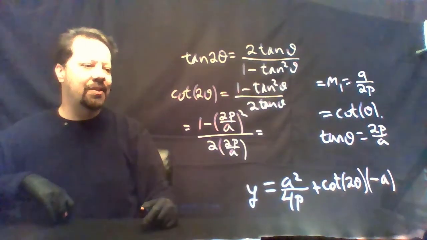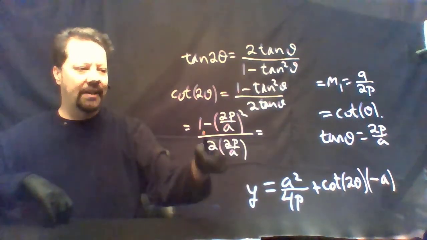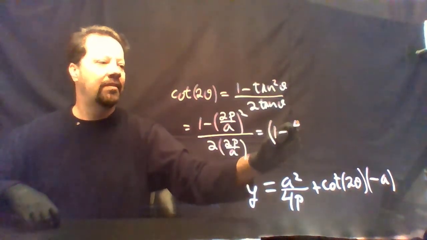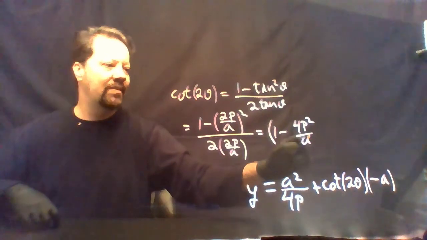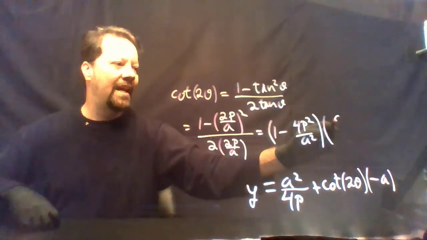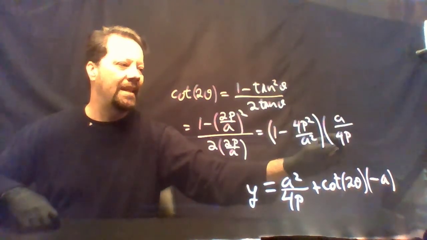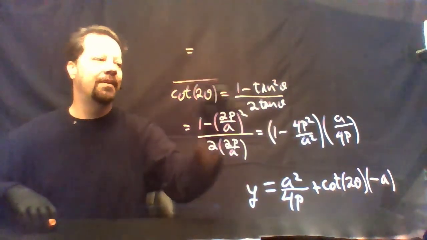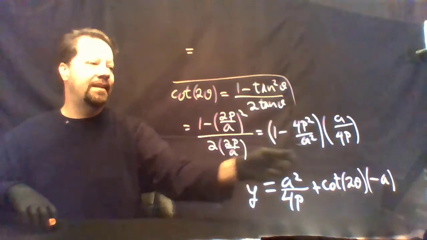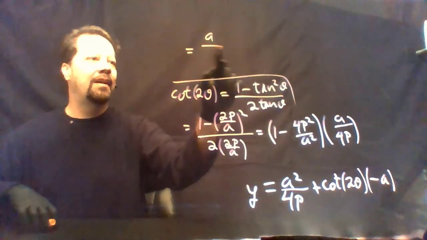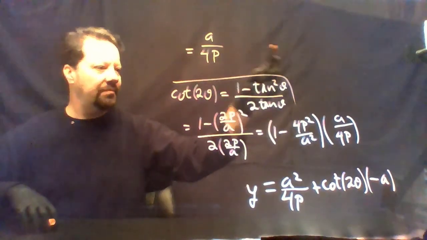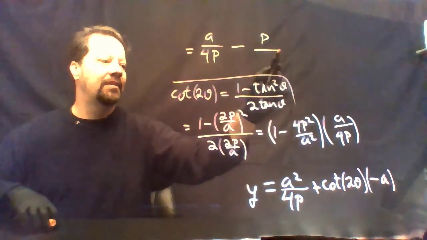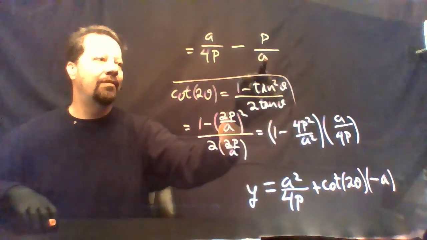So how does this expression simplify? Well, we can invert and multiply. Inverting will have 1 minus 4p squared over a squared times a over 4p. Distributing and writing it up here, cotangent 2 theta will be equal to a over 4p minus, on the second term, a 4 and a p will cancel. We'll have p over a.